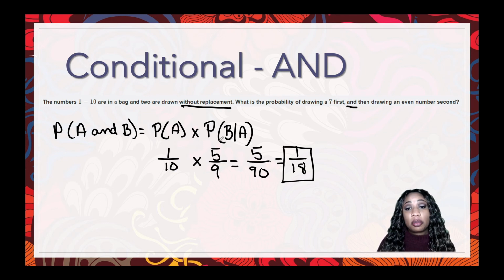So you're still multiplying the two. It's just how you write the formula is a little different, but no one actually sees the formula you write down. So that's just so you know the difference, but when you see and, multiply.